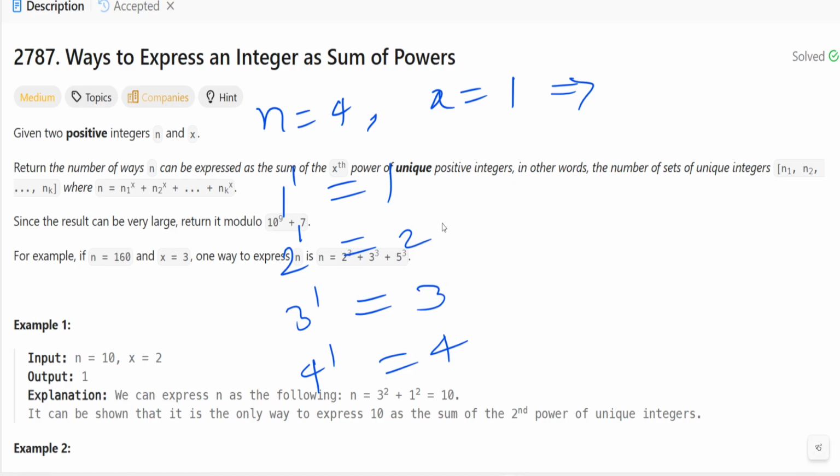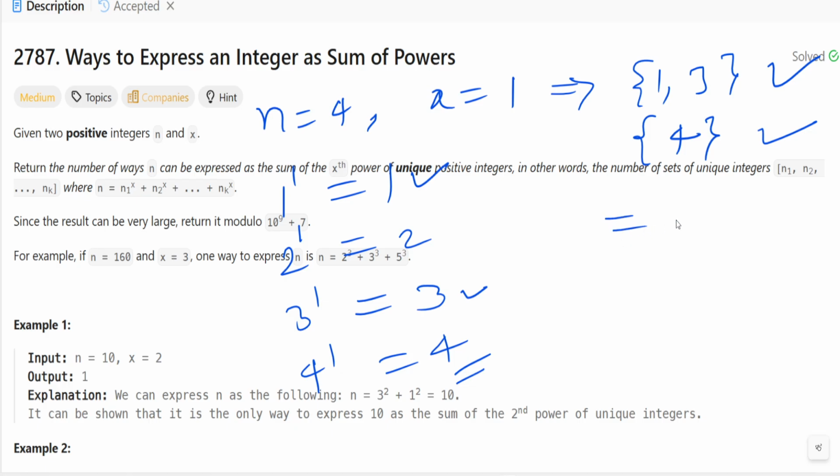But what are the valid sets? There can be many sets. If we do 1 plus 3, the first set is 1 and 3. Then can we take only 4? Yes, we can take only this 4. So we can say the valid sets are 1 and 3, and 4. So there are 2 sets. How many sets are there? 2 sets, and this is your answer.